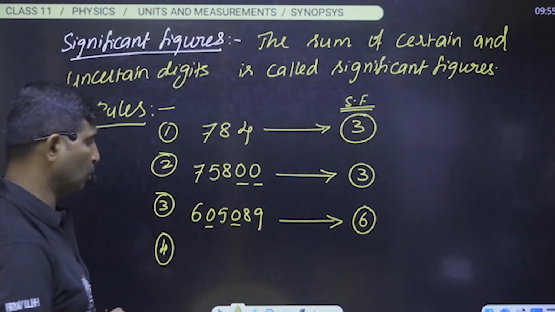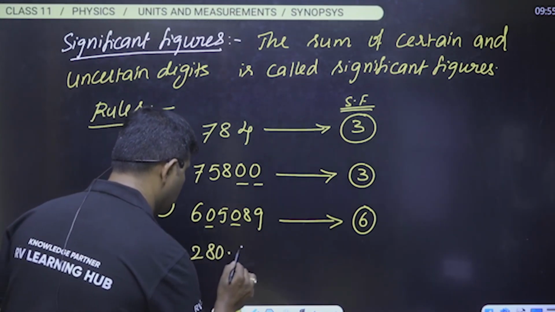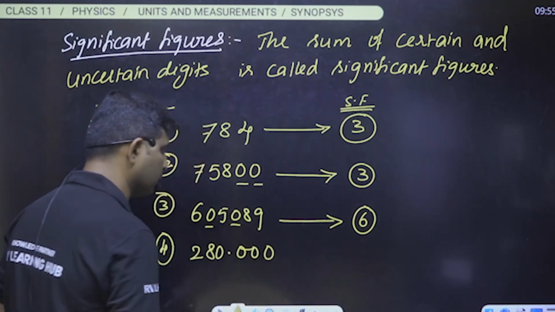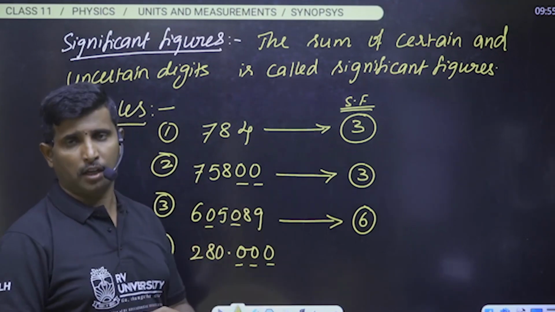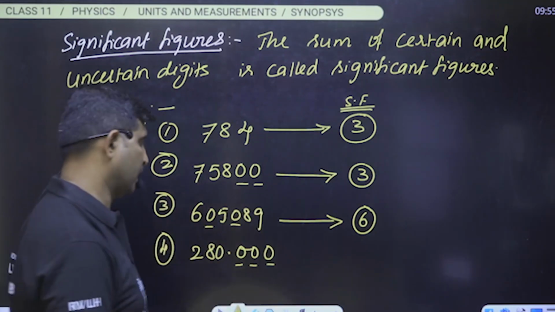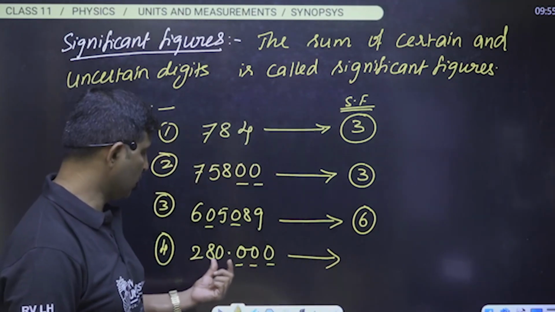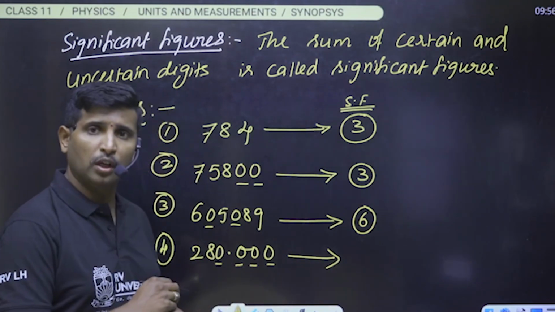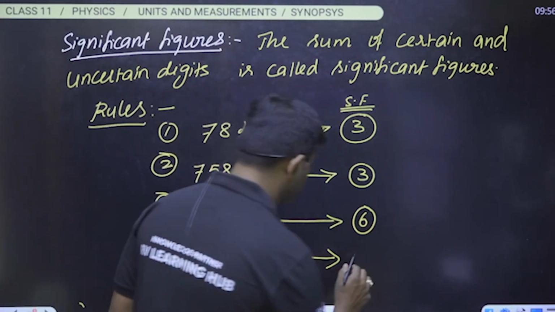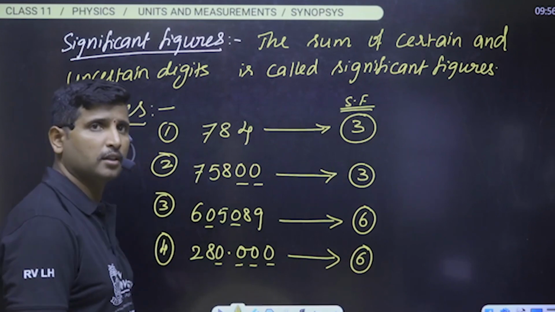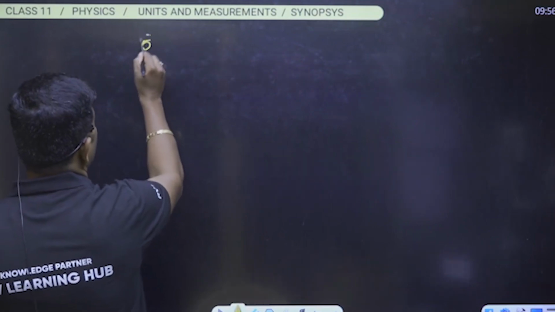Similarly, whenever we go with the fourth rule, what is that? Suppose, see here, whenever we consider 280.000 like this, here the terminal zeros after a decimal point are always significant. Therefore, how many significant figures are there in this number? Calculate, you will get six. So this is also significant only, because after this zero there is a decimal point, is it right? Therefore we can say six significant figures. This is rule number 4.